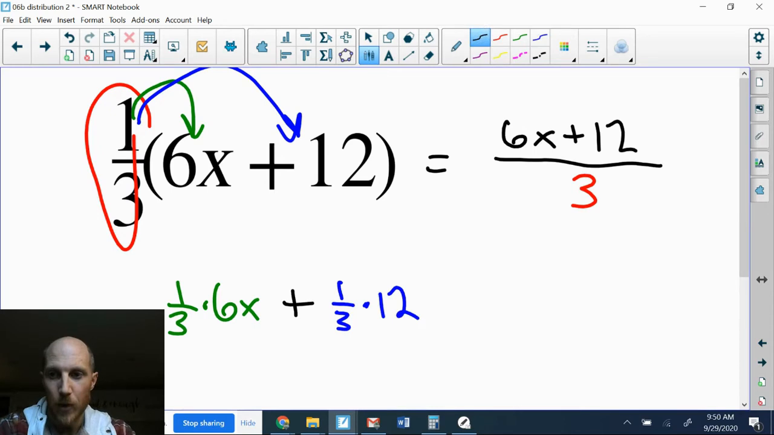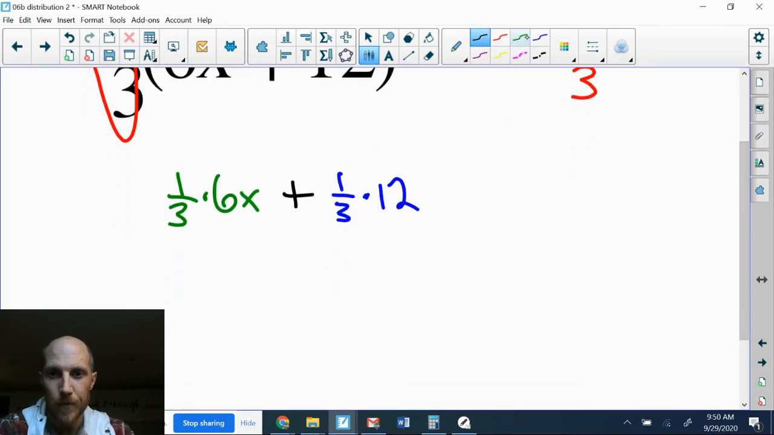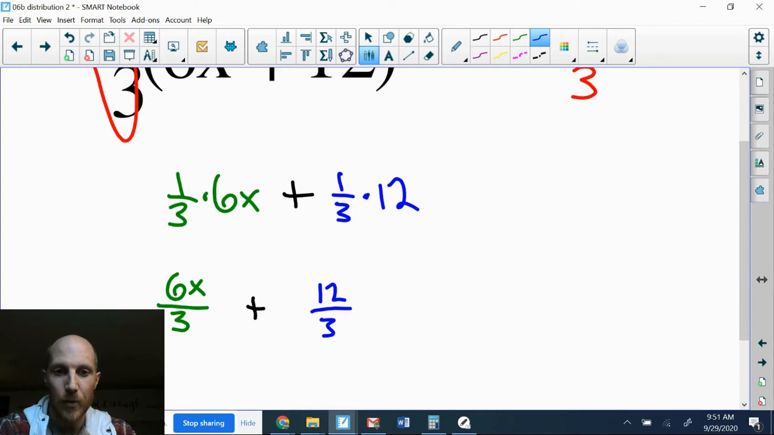Okay, and then when I multiply fractions, the 6x is going to go right onto the top. So 6x multiplied by 1 is going to give me a 6x on the top. I'll just show every possible little step. And then for the blue one, the 12 is going to multiply onto the top. So I'm going to get 12 in the numerator. 12 times 1 is 12. Denominator of 3 stays put.